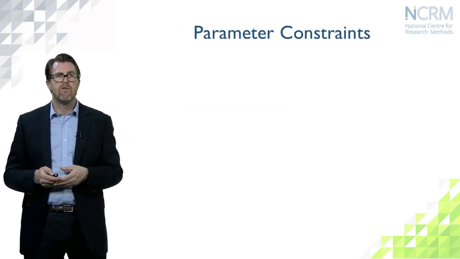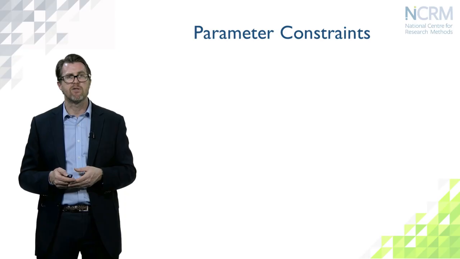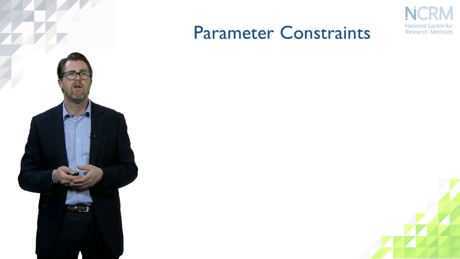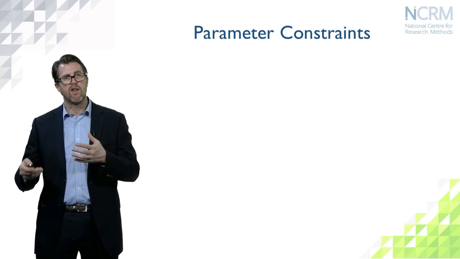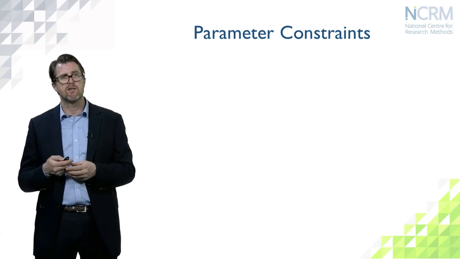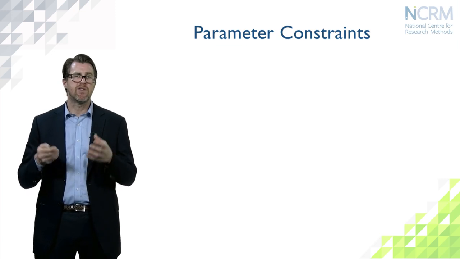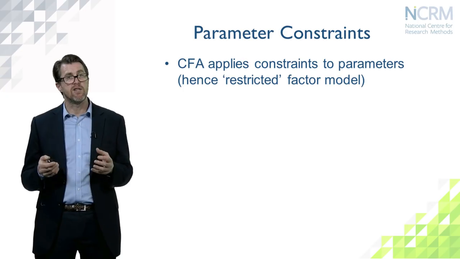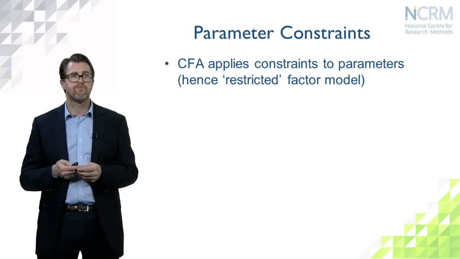So those are the kinds of parameter constraints and parameter restrictions that I was referring to and talking about in video 2. It's quite unusual in other branches of statistics that we use in social science to make these constraints and fix parameters to particular values. But that's why we call the confirmatory model the restricted factor model, because we place restrictions on the loadings.